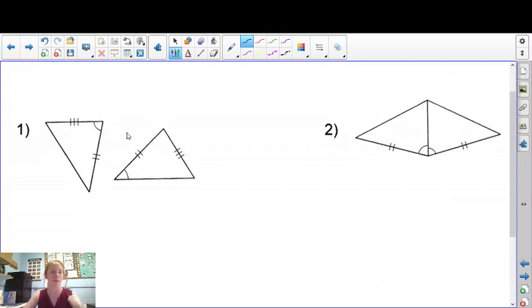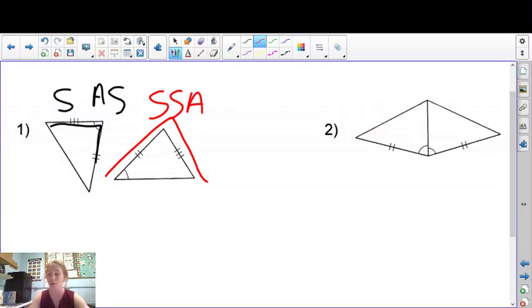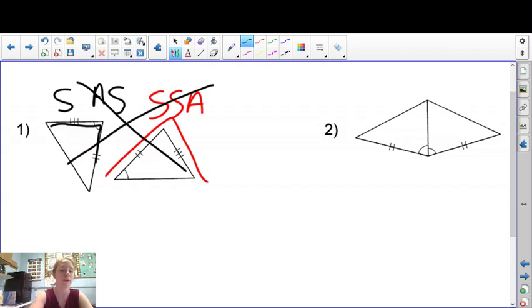So let's take a look at what we're given in this first picture. I have a side, I have an angle, and then I have another side. So this first part looks like I could potentially have side angle side. But if I look at the second picture, I have a side and an angle. Do those two combinations match? No, they do not. So because they don't match, number one should be NP for not possible.